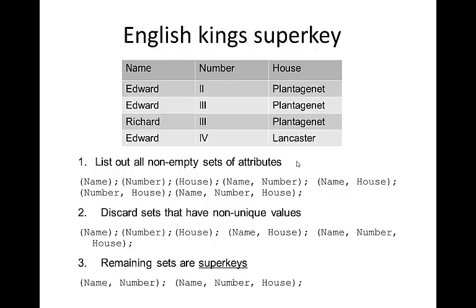The remaining sets are superkeys. So our superkeys are name and number, and name, number and house. We list the full set of non-empty sets of attributes, then we discard the ones that have non-unique values, and those are our superkeys. So we've got a choice of 2 superkeys: name and number, and name, number and house.